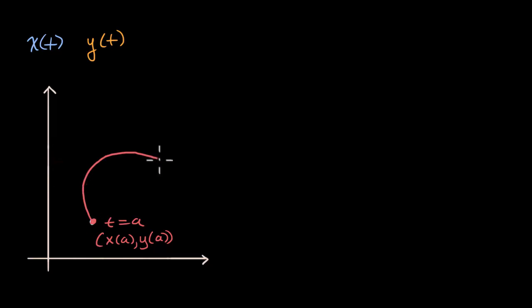So our curve might do something like this. So this is when t is equal to b. So this point right over here is x of b, comma, y of b. Let's think about how we figure out the length of this actual curve, this actual arc length from t equals a to t equals b.